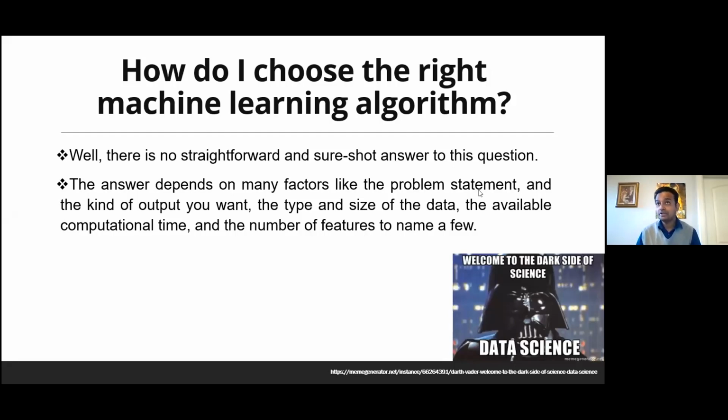And the computational power, what kind of computational power we have. I mean, can we train our data in real time, or can we get the required output by training, and the number of features, to name a few. So let's see how these factors help us to select a machine learning algorithm and how we are going to train a model considering these factors.